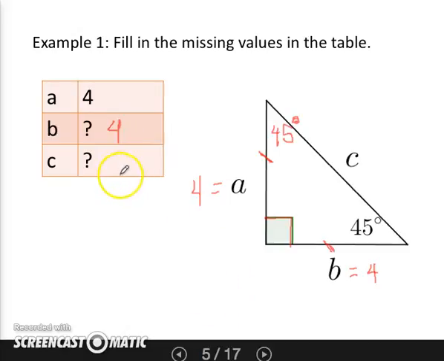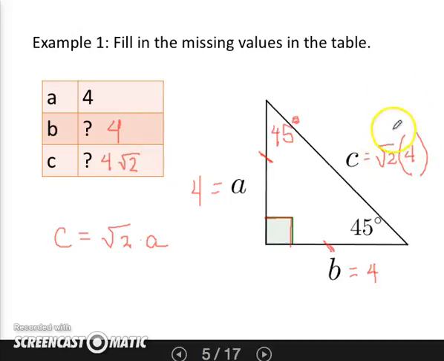We're asked to find C. Now by our theorem, we're told that C is the square root of 2 times A. So here we have the square root of 2 times the measure of A, which is 4. And we usually write it in the reverse order, 4 times the square root of 2. That's just a mathematical convention so that we don't accidentally think the 4 is inside of the radical sign.